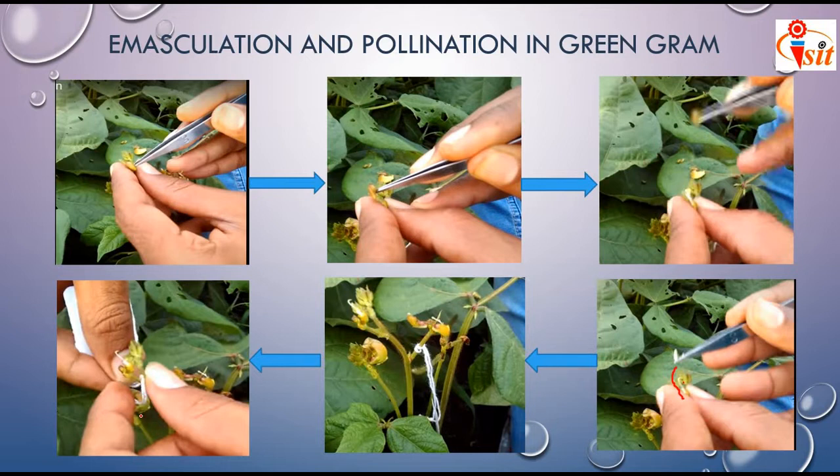For the male parent, you take an open flower where the pollen grains are formed and viable, and then remove the standard, wings and keels. Take out only the bunch of 10 anthers, and then rub this pollen powder on the gynoecium. So this is the pollination. Okay, so these are the different steps used for emasculation and pollination of green gram.